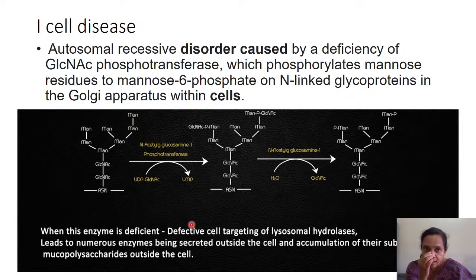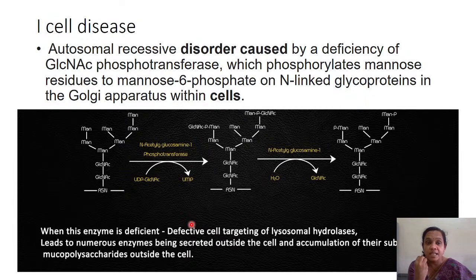So these mucopolysaccharides are not being catabolized. As a result of that, they get accumulated in the cell, so you call it Hurler disease. I wanted to put a picture of the disease. The children will be short and their features will look coarse. The child will look completely different because it affects the skin, the dermal tissue.